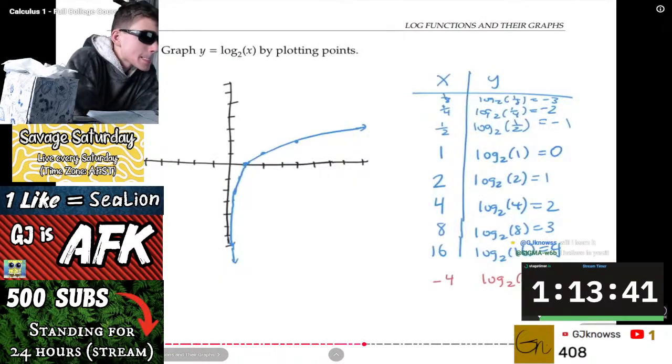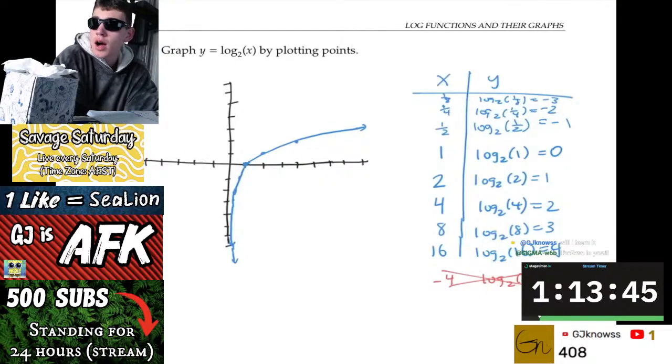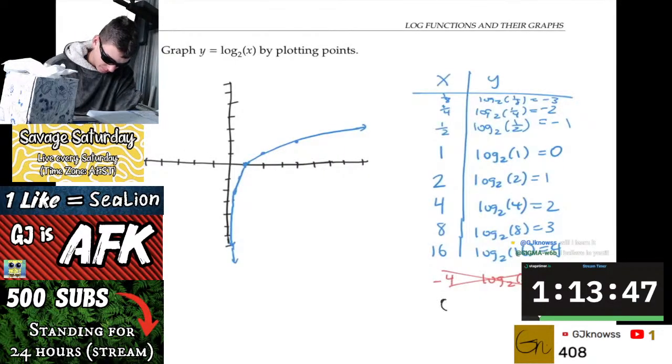power that you can raise 2 to get a negative number. So there are no points on the graph for negative x values. And similarly, there are no points on the graph where x is 0, because you can't take log base 2 of 0. There's no power you can raise 2 to get 0. I want to observe some key features of this graph.